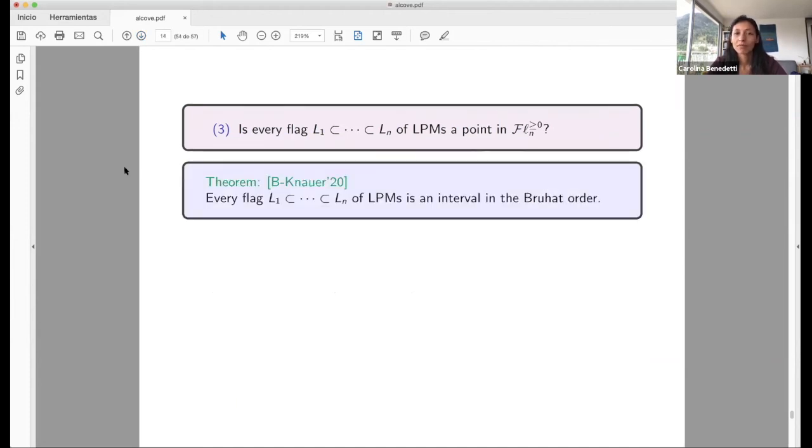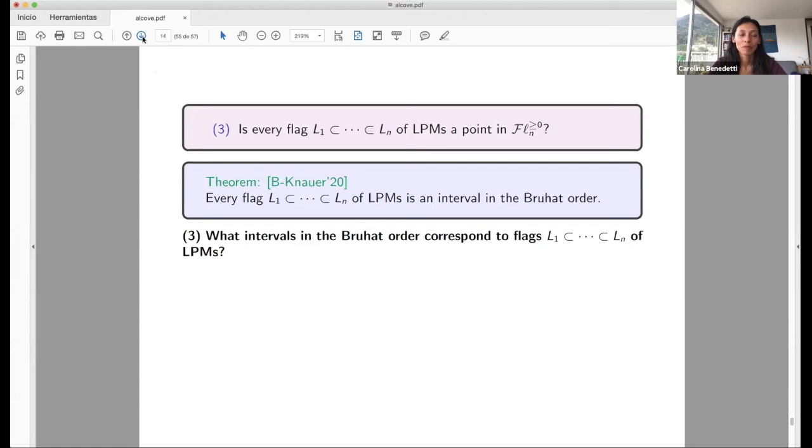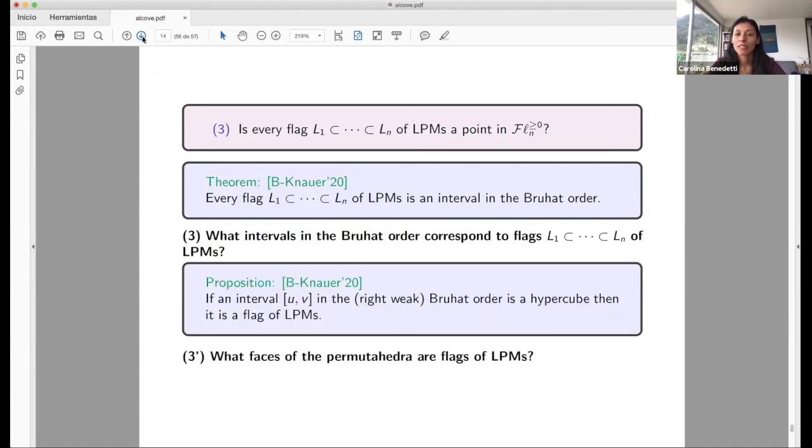So finally, what else can we say about flags of lattice path matroids as points in the non-negative flag variety? So far we know that flags of lattice path matroids are indeed intervals in the Bruhat order, which is pretty good. We don't know how to give a full characterization of intervals in the Bruhat order that correspond to flags of lattice path matroids, but we have some partial results in that sense.